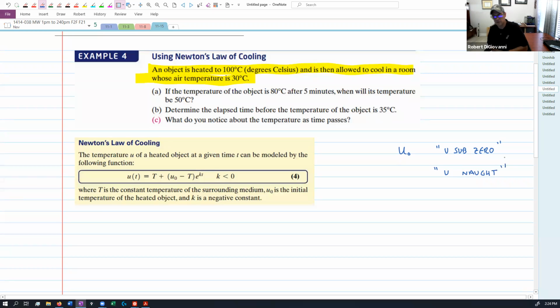U naught. All right, those are the two ways that you say that, U naught or U sub 0. I'm saying that because if you go on to physics or whatever it is, you want to say it right so people understand what you're talking about.